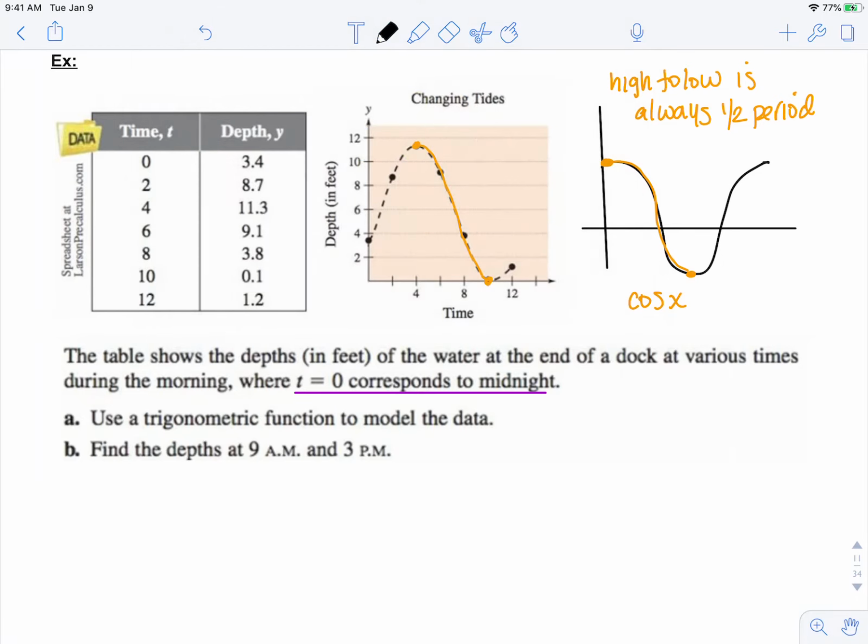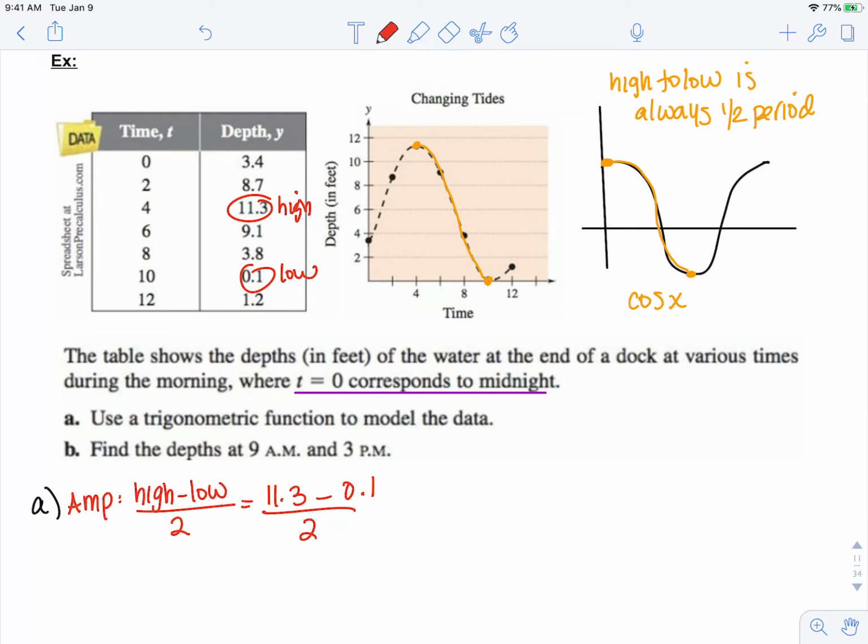So part A, if I'm going to create a trig model, I need to first find its amplitude, and it doesn't matter whether it's sine or cosine. The amplitude will be the same. That's my highest y value minus my lowest y value divided by 2. So that's going to be 11.3, that's my highest, minus 0.1, that's my lowest, divided by 2. So this is 5.6, which is A.